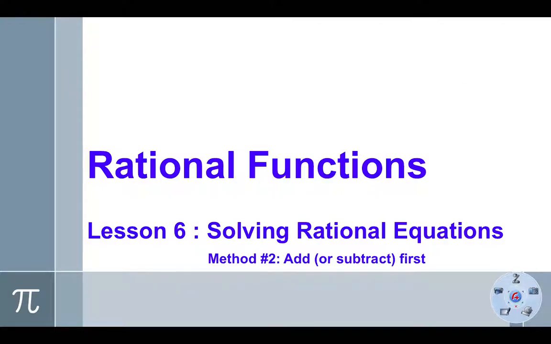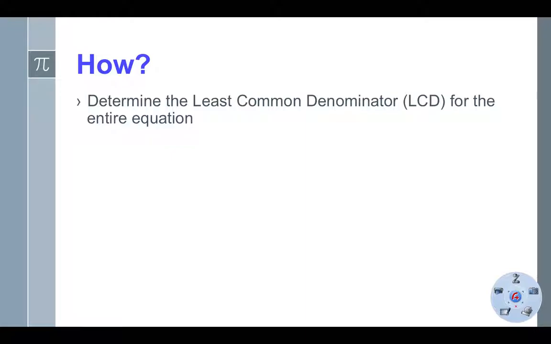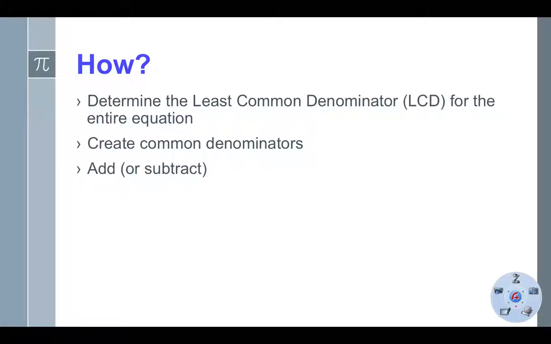This method is going to require us to add or subtract first and then use a very simple way to finish this problem. Now, it's essentially the same as method 1, but it just looks a little bit different. We're still going to be looking at the least common denominator for the entire equation. After you have figured that out, we're going to create common denominators and actually do the addition or subtraction that is shown in the problem. Once we have that addition or subtraction completed, we're then able to set the numerators equal to each other.